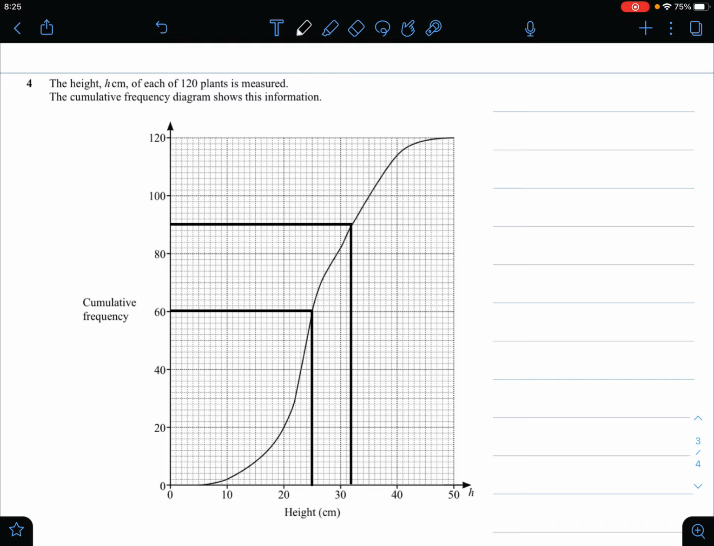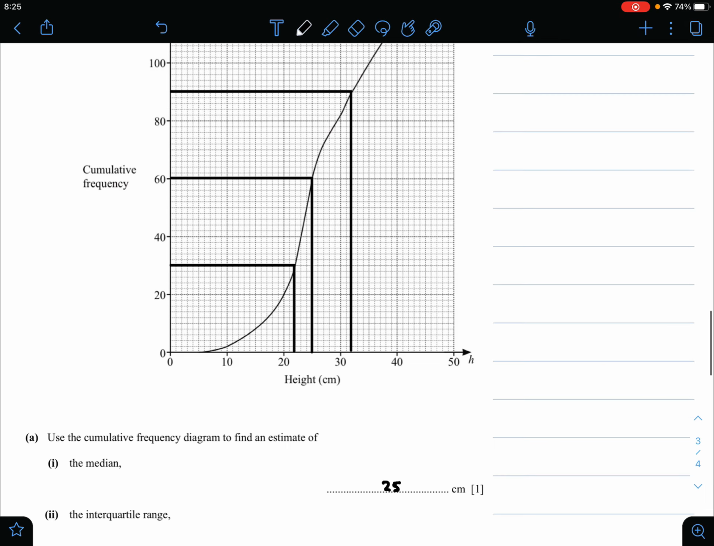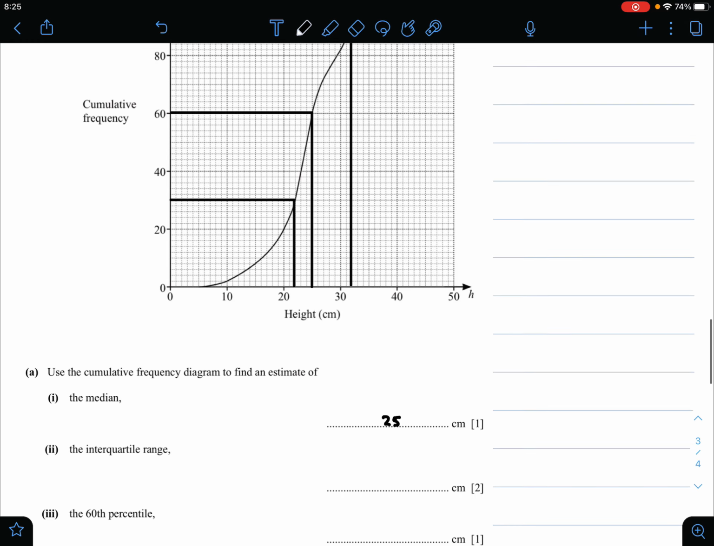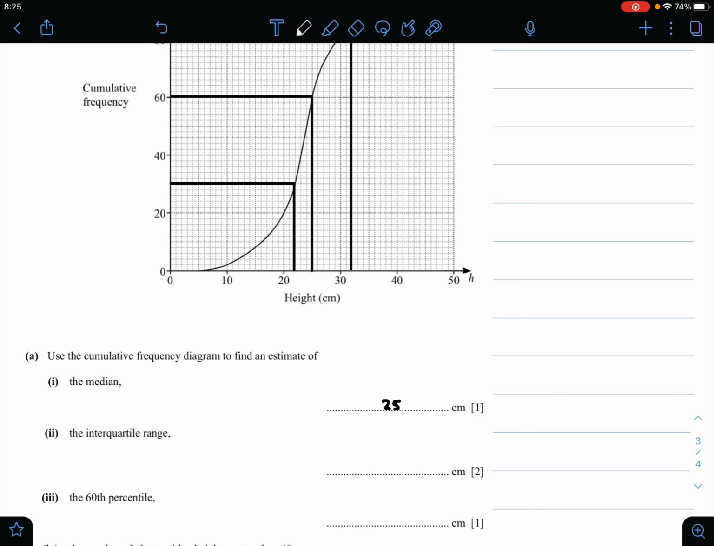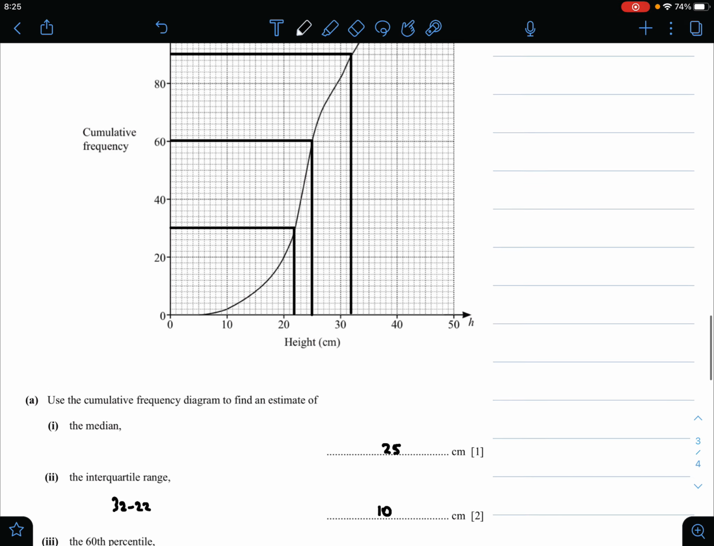So 25% of 120 is equal to 30. Therefore the 30th cumulative frequency is right here and it comes down over here. So therefore your final answer for part A2 would be 32 minus 22, which is equal to 10. Now let's move to part A3 of this question, where they are asking you to find the 60th percentile.